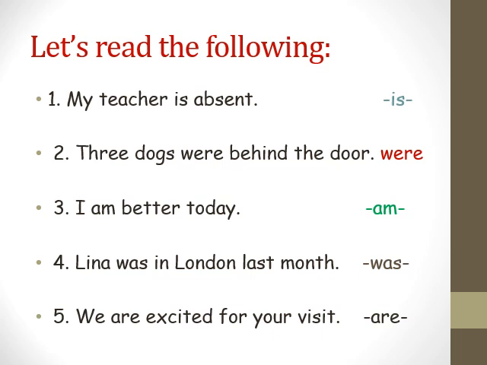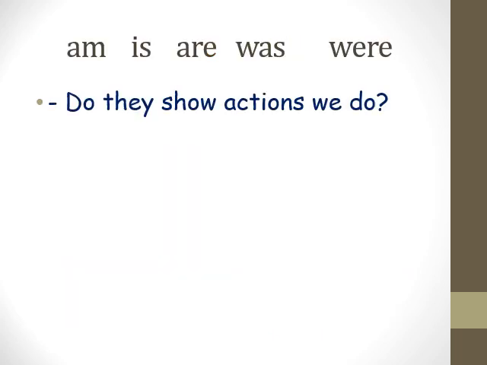Number 2. 3 dogs were behind the door. Where is the verb in this sentence? Definitely, it's the verb to be, were. In 3, I am better today. Where is the verb in this sentence? Also, it is the verb to be, am. 4. Lena was in London last month. The verb here is the verb to be, was. And finally, we are excited for your visit. Where is the verb in the sentence? The verb is the verb to be, are. So the answers are am, is, are, was, and were.